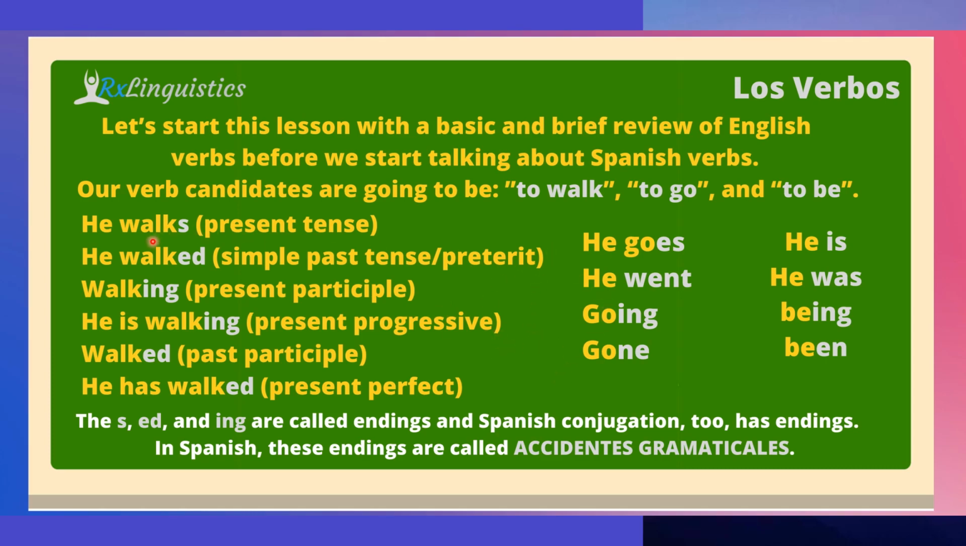Okay, so here you have he walks, he walked, which is a simple past tense, and this is a present tense. Walking, which is a present participle. He is walking, present progressive. Walked, past participle. He has walked, present perfect.